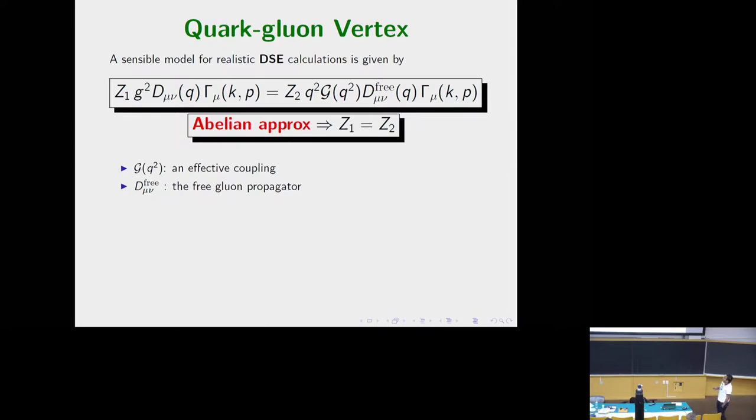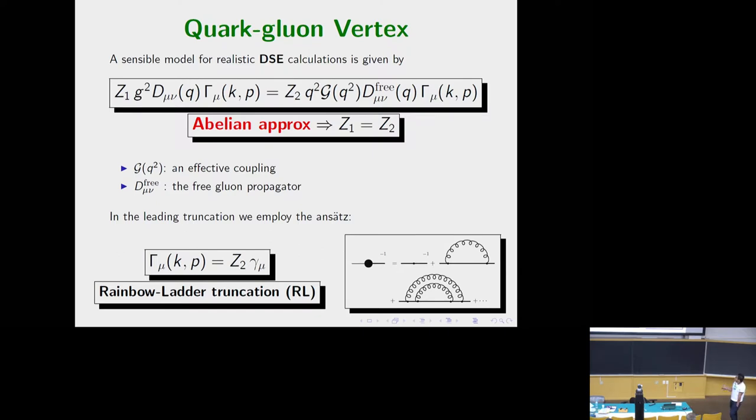Well, a model that can be used for realistic calculation in the framework of the Dyson-Schwinger equation is given by this expression here, where from the left side to the right side, the Abelian approximation of the Ward-Green-Takahashi identity has been used. This means that a one loop corresponds to neglecting the contribution of the three-gluon vertex to the quark-gluon vertex. This calligraphic G is the effective coupling for the gluon, and in the leading truncation, we employ this ansatz here that is called rainbow ladder truncation.